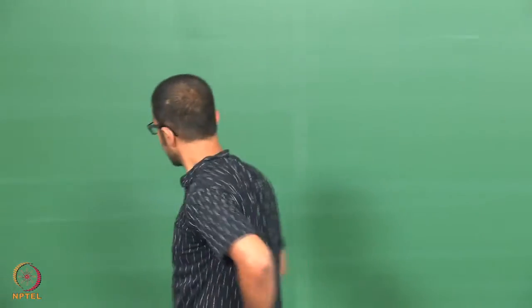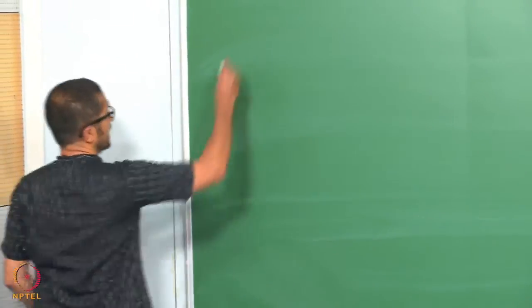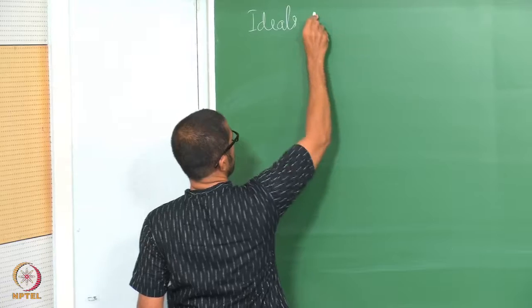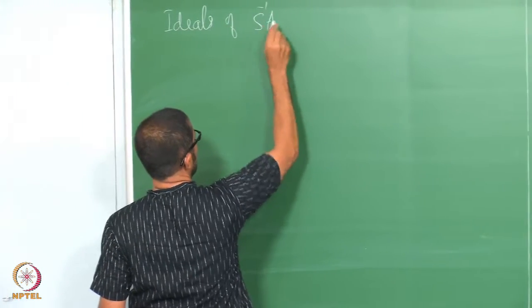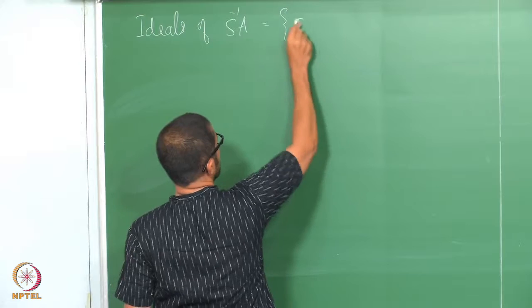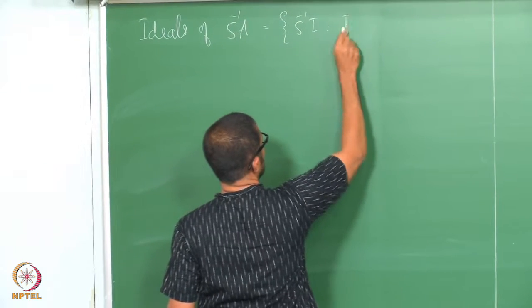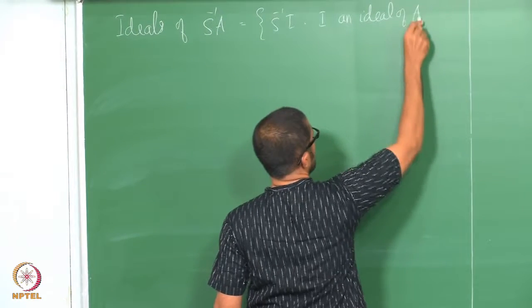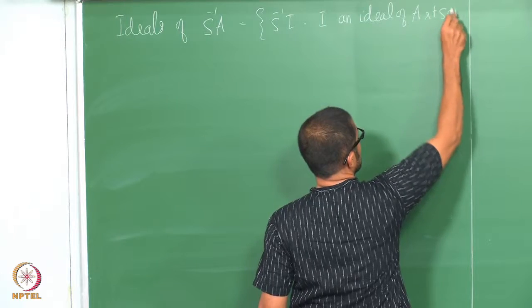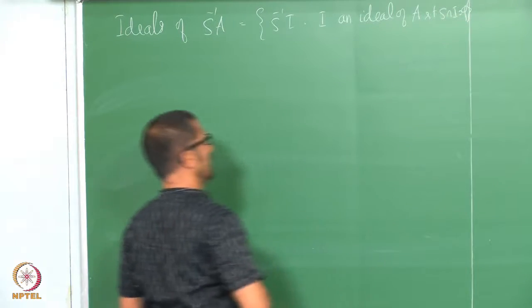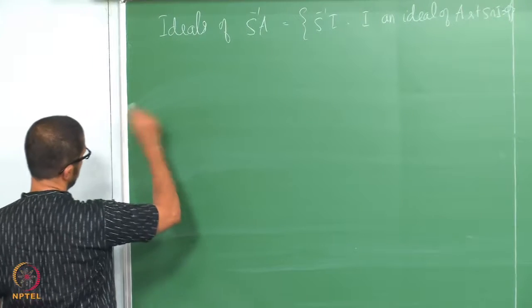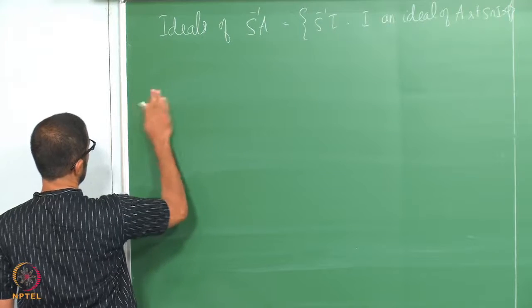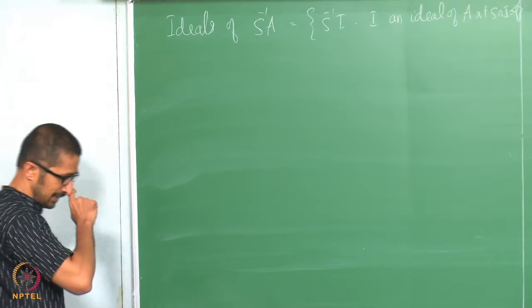So, let us recall what we did last time, that ideals of S inverse A, this is precisely S inverse I, an ideal of A such that S intersection I is empty. Then we defined, and we saw that for every prime ideal, or so let me set this notation.